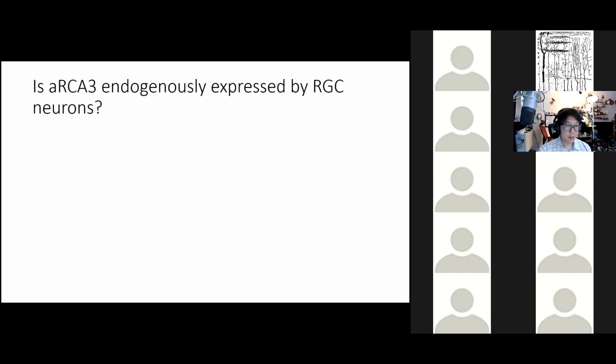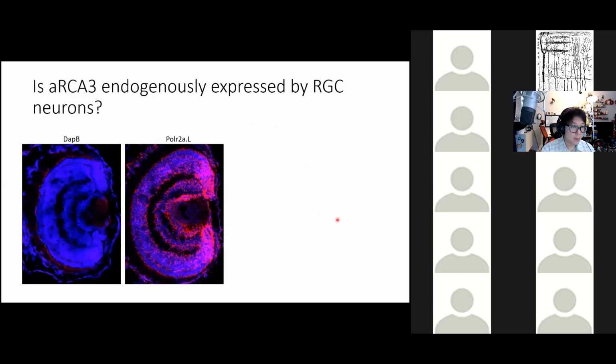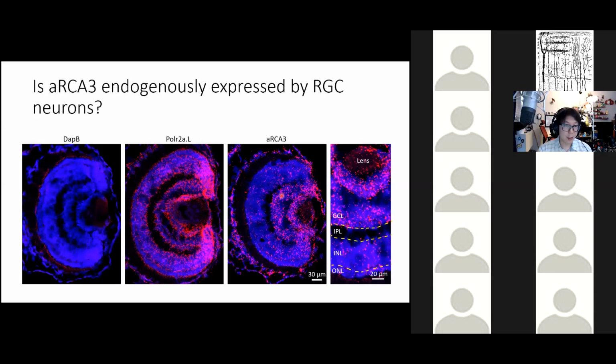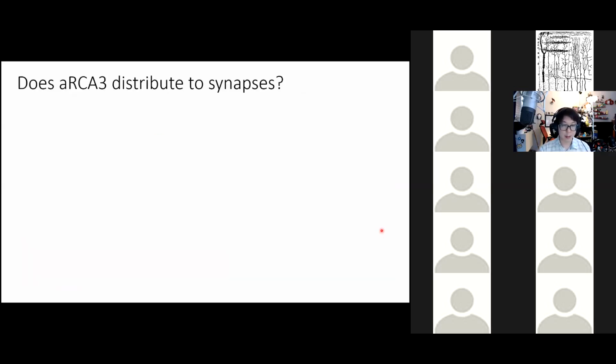Then we wanted to see whether or not ARCA3 is expressed in retinal ganglion cells. To do this, we used RNAscope in situ hybridization on retinal tissue, counterstained with Hoechst in blue. With the negative control probe we don't see any transcripts in the retina, as expected, and also as expected, the positive control probe, which is RNA polymerase 2, a housekeeping gene, identified transcripts ubiquitously across the retina. The probe for ARCA3 identified transcripts concentrated in specific layers of the retina. In particular, transcripts were concentrated at the ganglion cell layer, which is where the retinal ganglion cells are, demonstrating that ARCA3 is endogenously expressed by retinal ganglion cells.